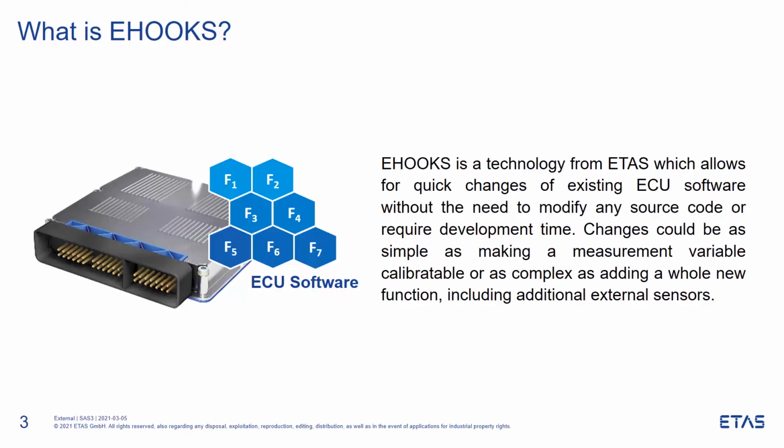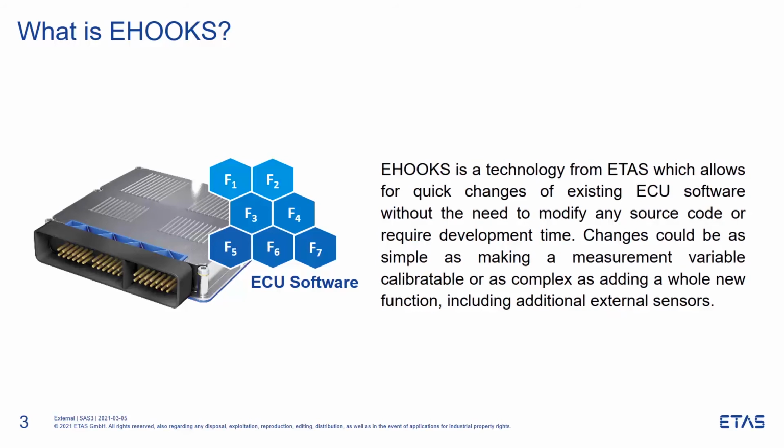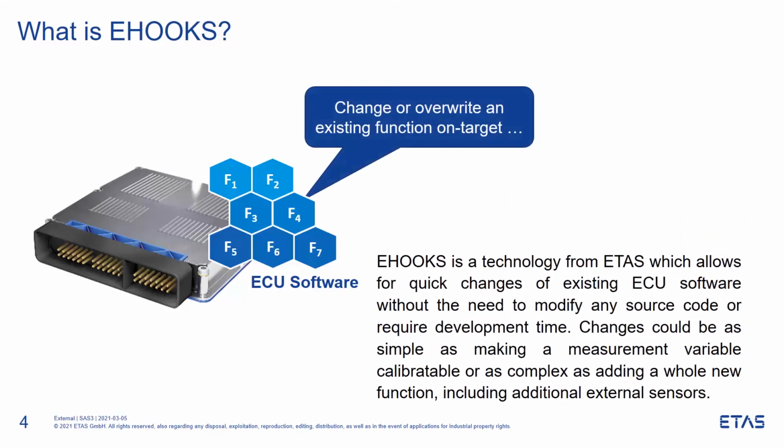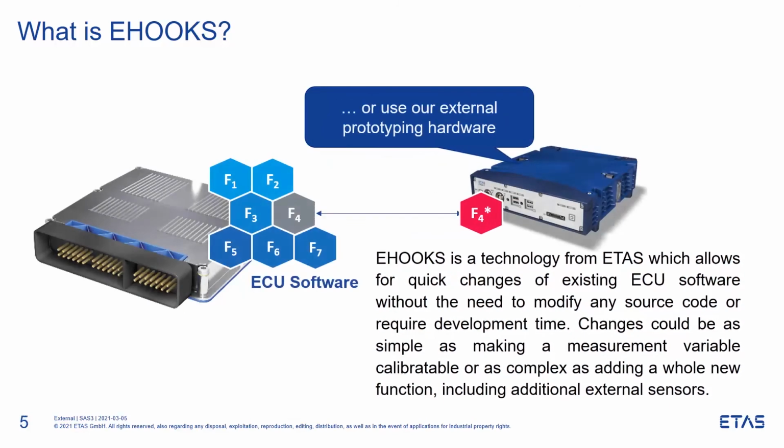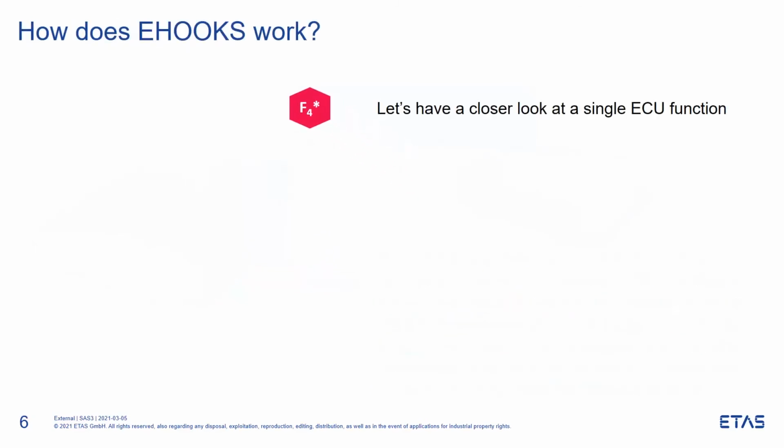Changes could be as simple as making a measurement variable calibratable or as complex as adding a whole new function, including additional external sensors, either by changing or overriding an existing function on target, or by running our external bypass hardware like the ES830 shown here. Let's have a closer look at a single ECU function to see how EHOOKS works.